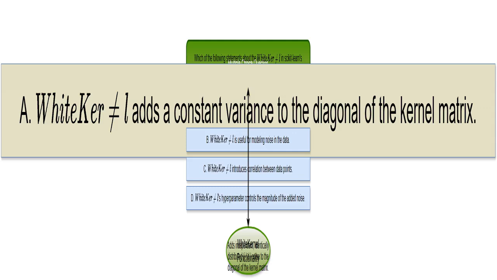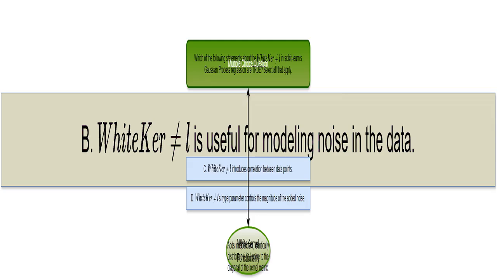This statement says WhiteKernel adds a fixed amount of variance to the main diagonal of the kernel matrix. Think of the main diagonal as representing the individual data points. Adding variance to it means adding noise to each data point individually. This proposes that WhiteKernel helps us represent the uncertainty or random error present in our data. It's like acknowledging that real-world data isn't perfect.